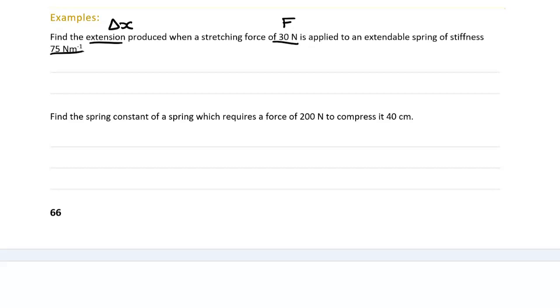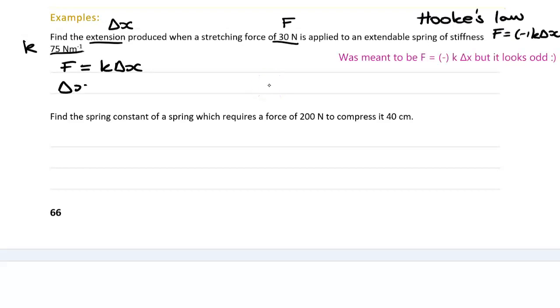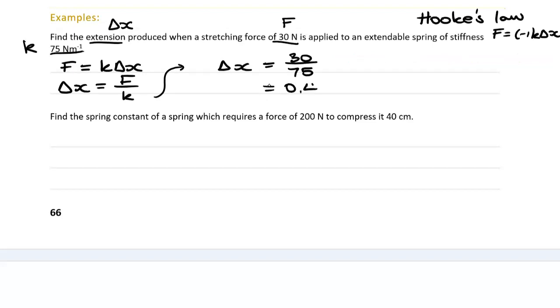We've got delta x, we've got F, and we've got K, so we need to use F equals K delta x, also known as Hooke's law. We care about delta x, so it's going to be F divided by K. So we get 0.40 meters to 2 sig figs.